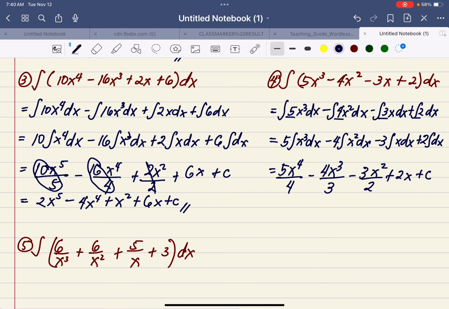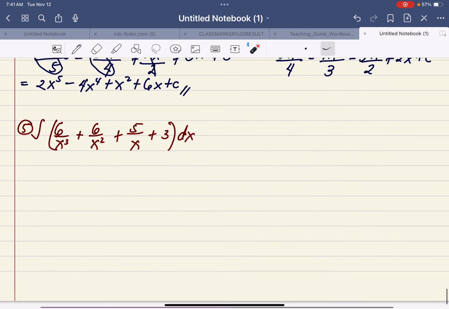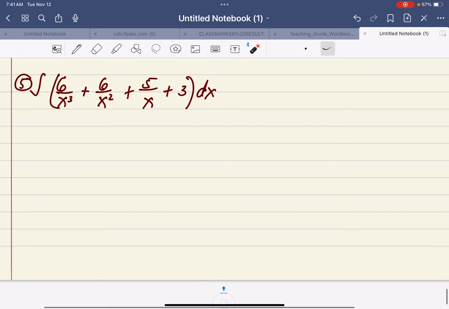Then simplify. If we can simplify, so 5 over 4, that is now the simplest form. 4 over 3, simplest. 3 over 2 is also simplest form. So this is now the final answer. For number 5, okay.